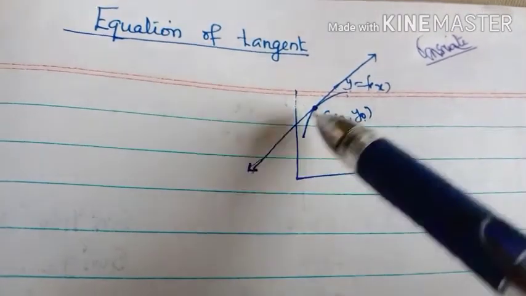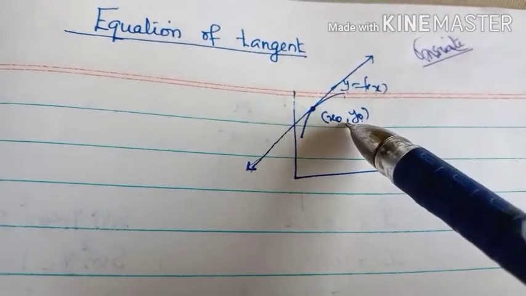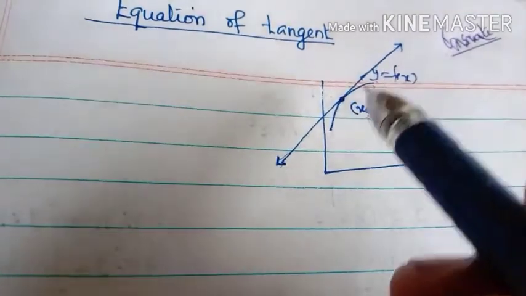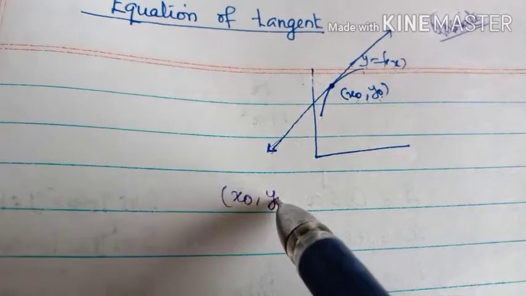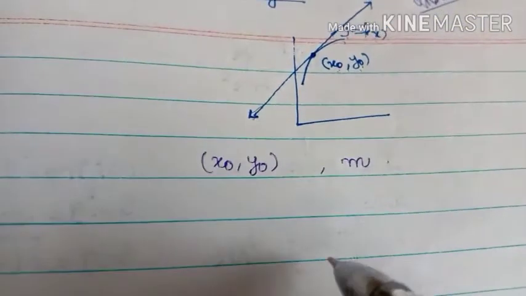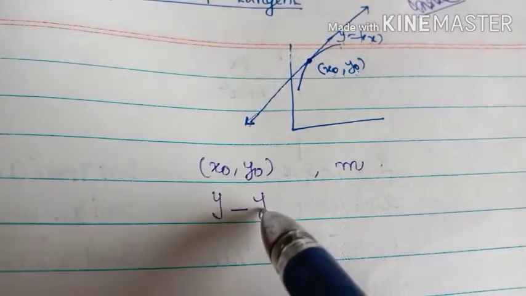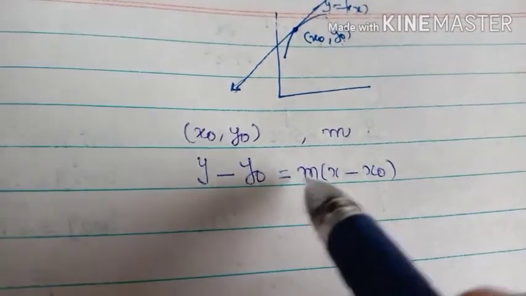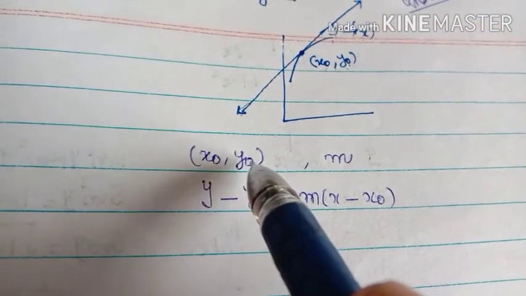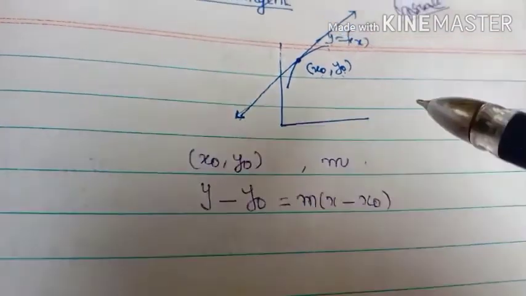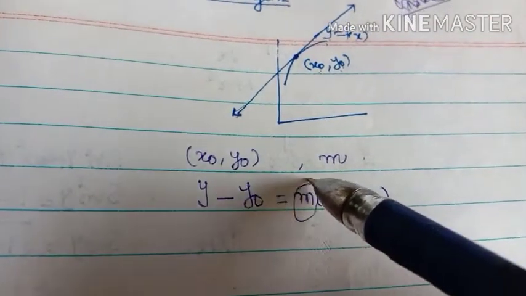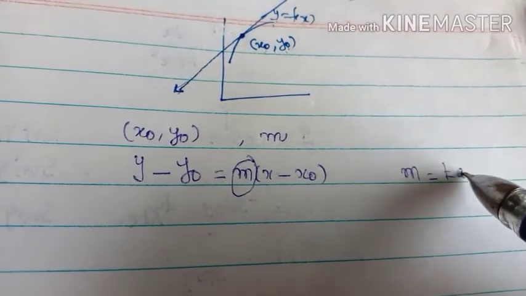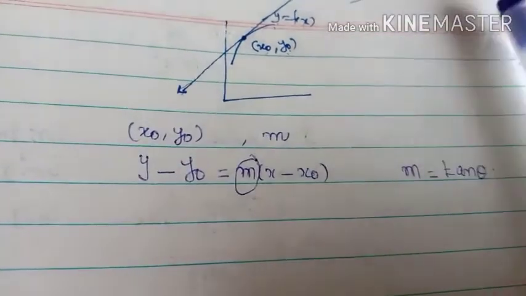Now tangent is a straight line passing through this point x0, y0. So in class +1 we already studied the equation of a straight line passing through a point x0, y0 having slope m. What is the equation? y minus y0 equal to m into x minus x0. It is point slope form. Here m is the slope of the line and m is obtained by tan theta. Recall m equal to tan theta.